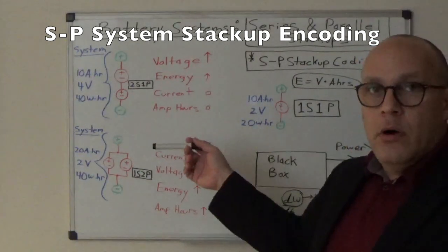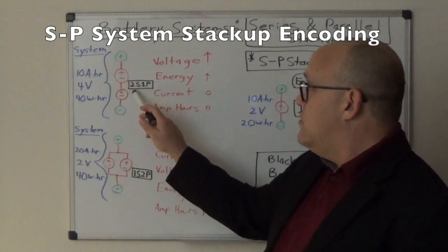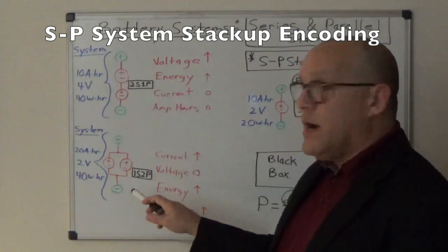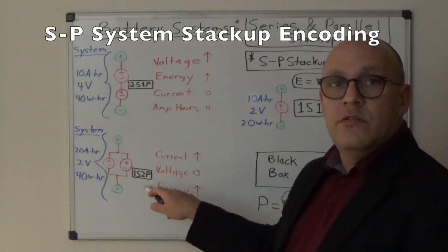A very simple series system again is 2S1P, two in series, one in parallel. A very simple parallel setup is always 1S2P, one in series and two in parallel.